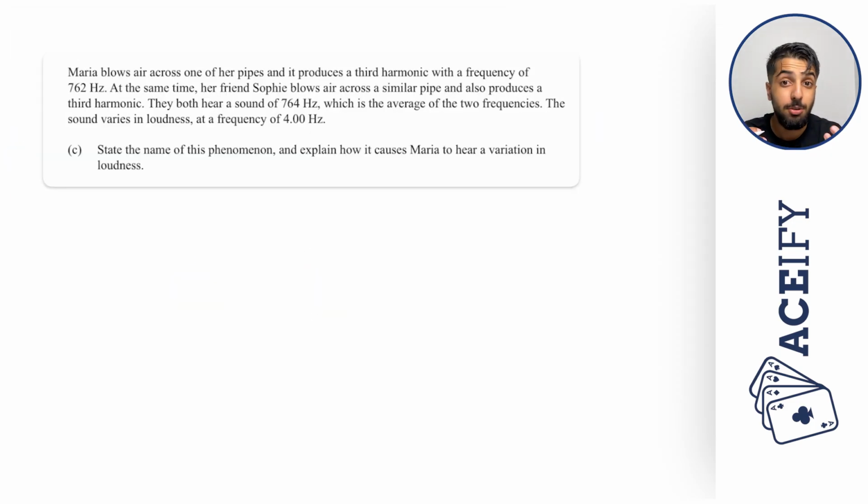Maria blows across one of her pipes and it produces a third harmonic with the frequency of 762 Hz. At the same time, her friend Sophie blows across a similar pipe that produces a third harmonic. They both hear a sound of 764 Hz, which is the average of the two frequencies. The sound varies in loudness at a frequency of 4 Hz. State the name of this phenomenon and explain how it causes Maria to hear a variation in loudness.